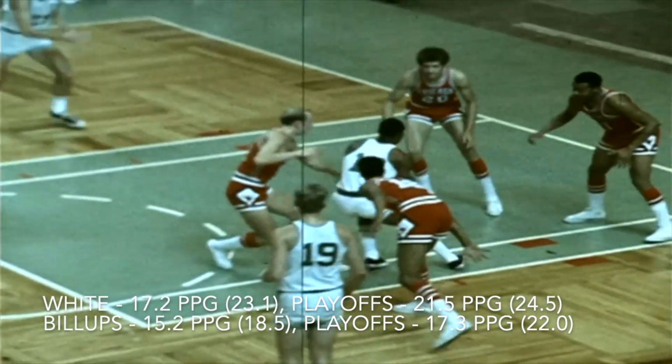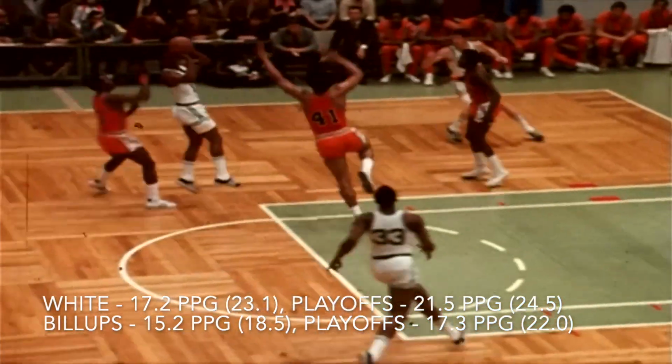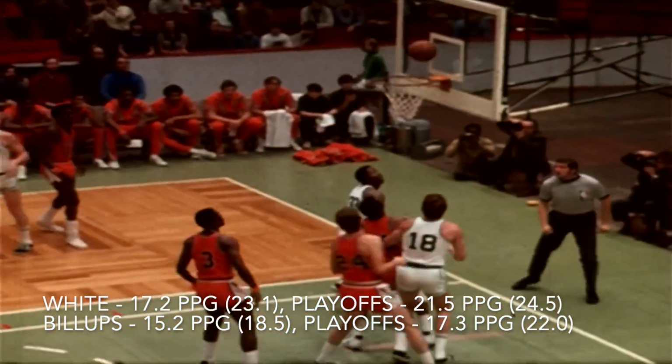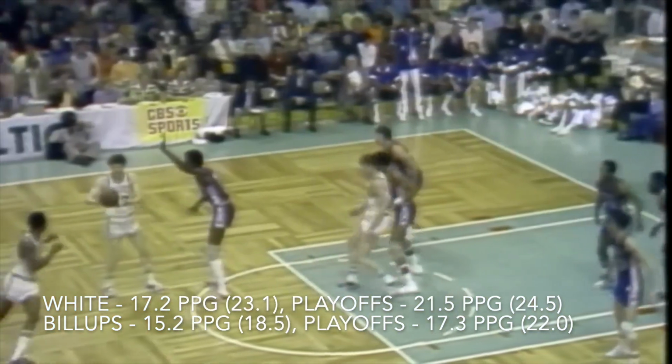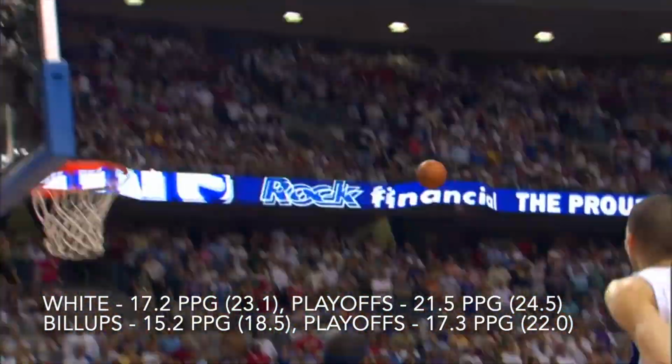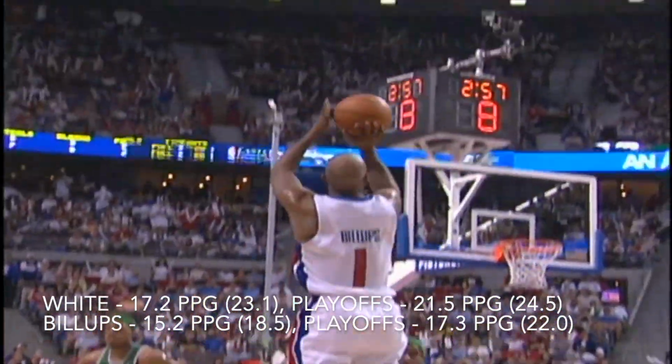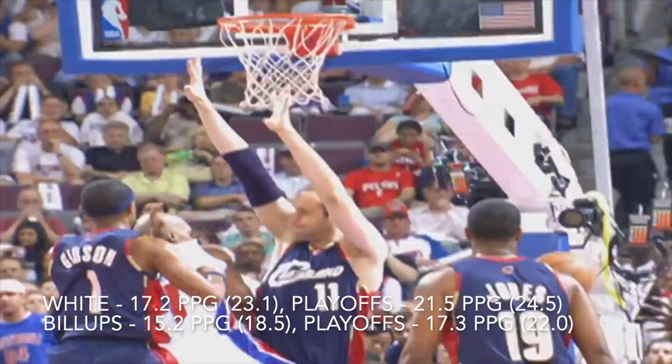In the scoring category, while neither player was the primary scorer for their team, they could definitely handle secondary scoring duties. White averaged 17.2 points per game for his career, peaking at 23.1 points per game in 1972, raising it to 21.5 points per game in the playoffs, peaking at 24.5 points per game in 1973. Billups averaged 15.2 points per game for his career, peaking at 18.5 points per game in 2006, and raising it to 17.3 points per game in the playoffs, peaking at 22 points per game in 2002.